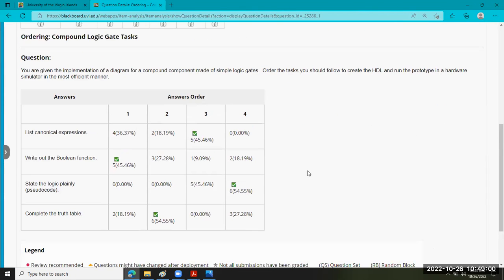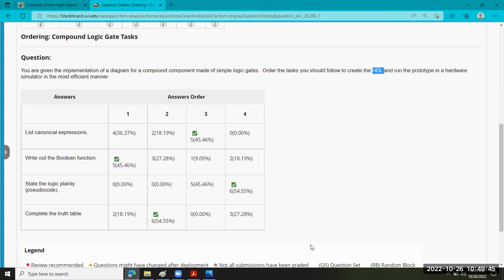So for the ordering, you are given an implementation diagram for a compound component made of simple gates. So you're handed a diagram. It is a compound component, which means there are simple logic gates in the mix. It's not an input diagram, it's an implementation diagram, so you're seeing the inside pieces of that creation. We're creating something novel. What tasks should you follow to create the HDL and run the prototype in a hardware simulator in the most efficient manner?